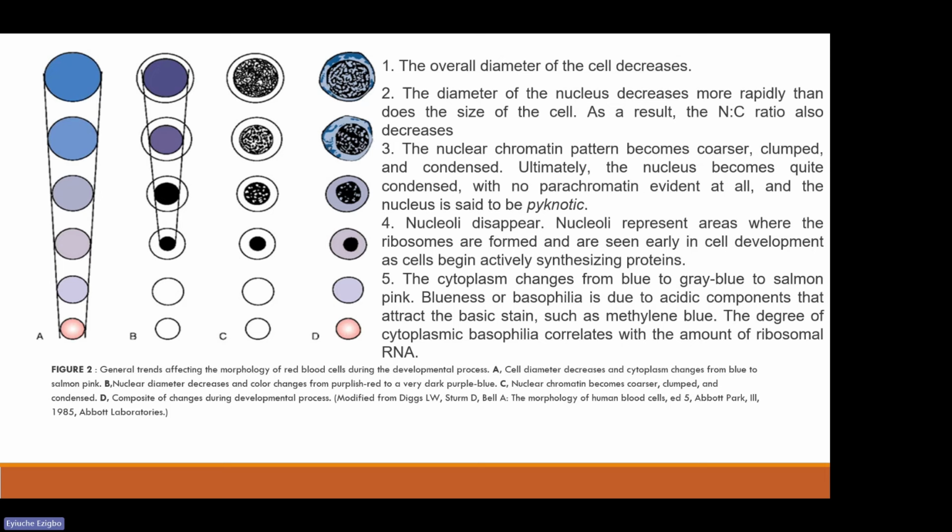The cytoplasm changes from blue-gray or gray-blue, okay, see the color of the cytoplasm changes from gray-blue to salmon pink. We call the color of the red cell salmon pink. You can see that here. Blueness or basophilia is due to acidic components that attract the basic stain, such as methylene blue. The degree of cytoplasmic basophilia correlates with the amount of ribosomal RNA. So this is the trend in the maturation process of the red blood cell.